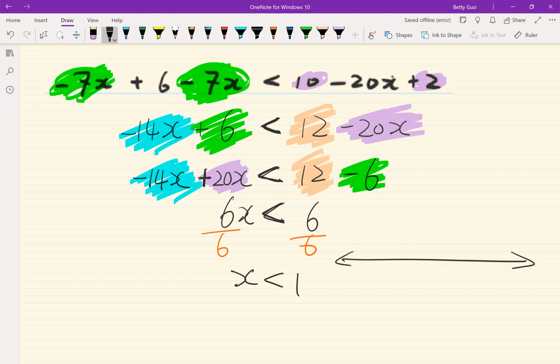Graph the solution set on the real number line. All the real numbers to the left of 1, right? 1 is included or excluded? So we have a parenthesis there, okay? So the solution set in the interval notation is an open interval, negative infinity to 1, both open.